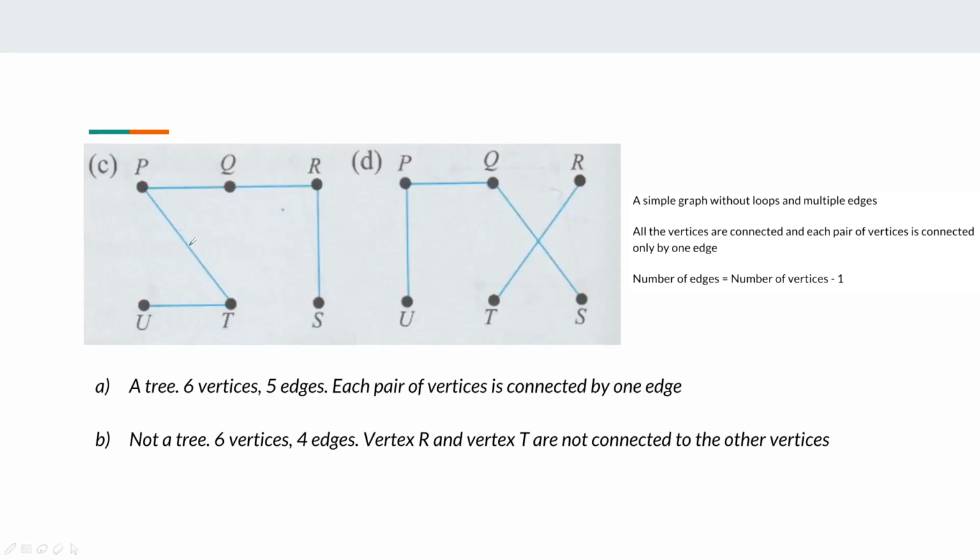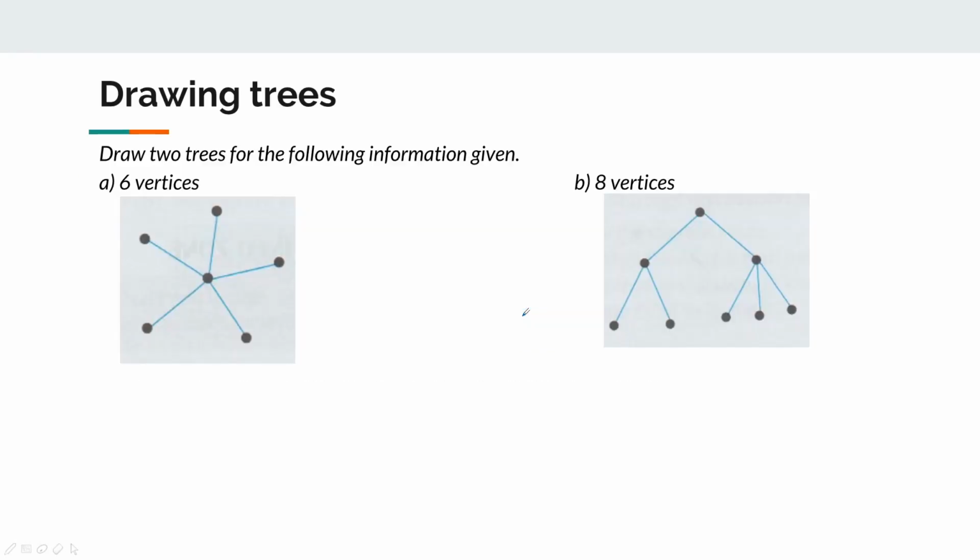Now we move on to diagram C and diagram D. Diagram C is a tree. It has 6 vertices and 5 edges. Each pair of vertices is connected by one edge. However, diagram D is not a tree because it has 6 vertices and 4 edges. Once again, it does not fulfill the requirement that the number of edges is equivalent to the number of vertices minus 1, and vertex R and vertex T are not connected to the other vertices. It is just left alone over here, so this is not a tree.